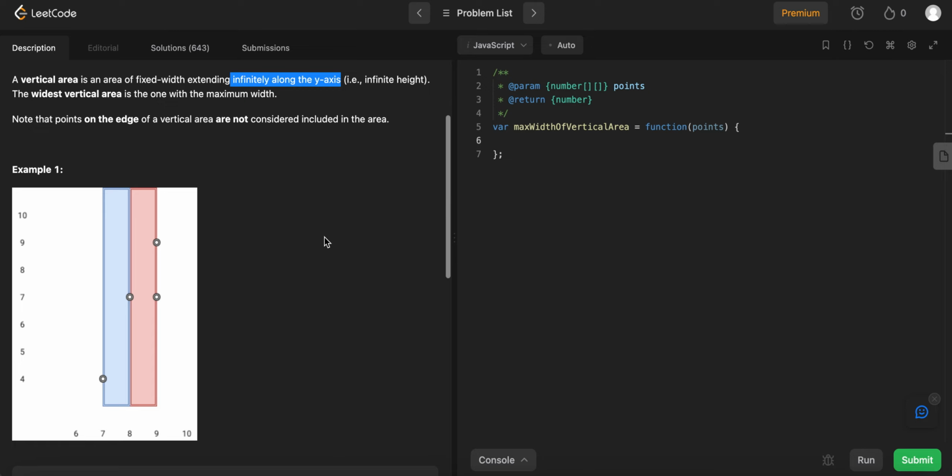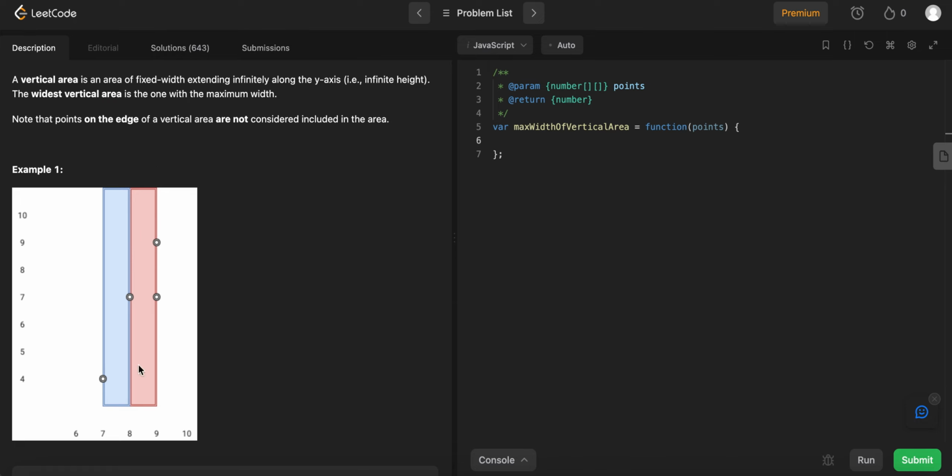So if we look at the example that they give us here, it's telling us that this is going to extend infinitely up and down along the y-axis. So what controls the area here, the controlling factor, actually has nothing to do with the y value. It's only the distance between the x values. So what we're looking for is the maximum width between two adjacent points.